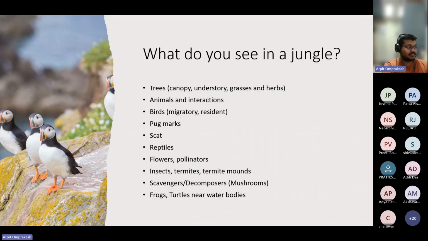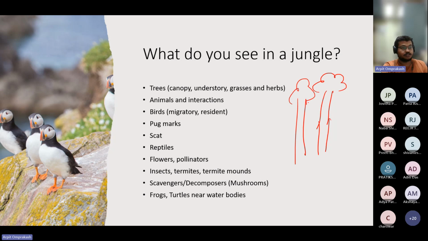When you go to a jungle, what all do you see? You see a lot of different things. You see a lot of trees, and these trees have structures. There might be very tall trees, which form the canopy of the forest. Then you have smaller trees which form the understory. Then we have some herbs and grasses on the ground.